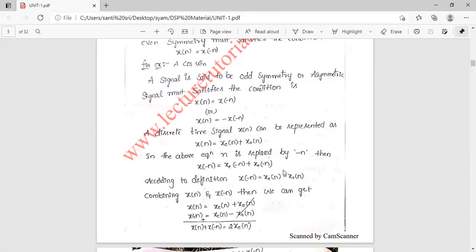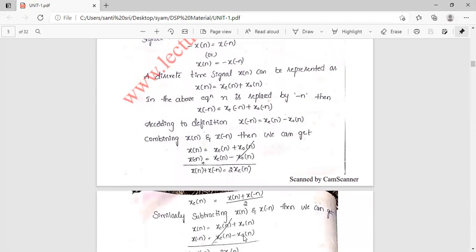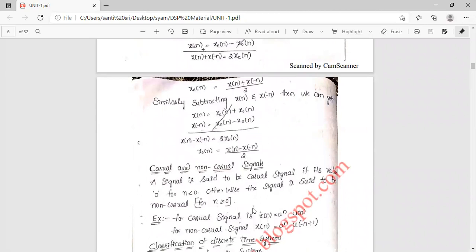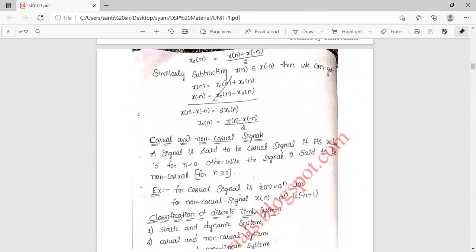By combining these two, x of n and x of minus n, we get x of n plus x of minus n equal to 2 into xe of n. That is, xe of n is the average of these two: x of n plus x of minus n by 2. Similarly, by subtracting x of minus n from x of n, we get xo of n equal to x of n minus x of minus n by 2. Like this, these are the symmetric and asymmetric signals. Next one is causal and non-causal.